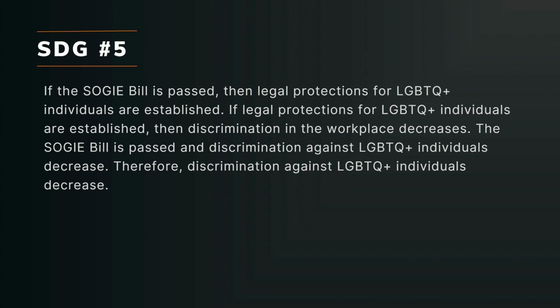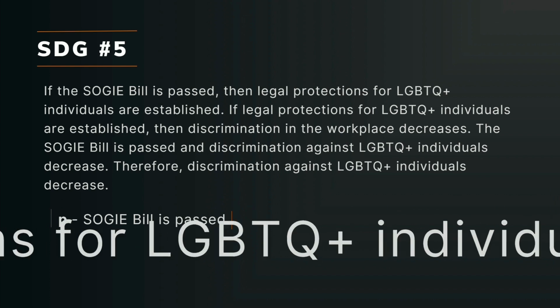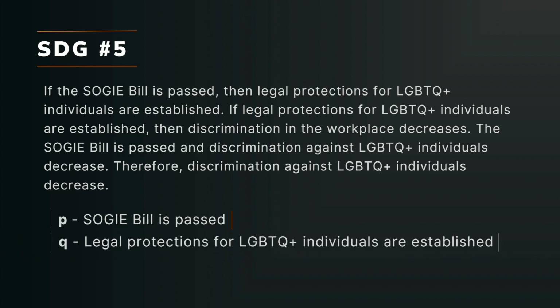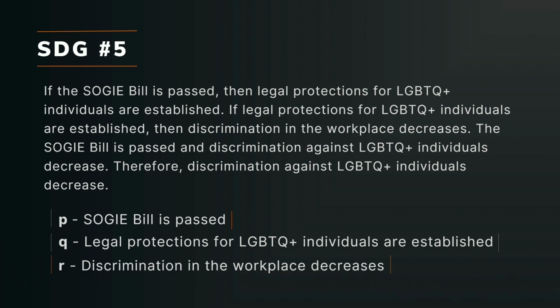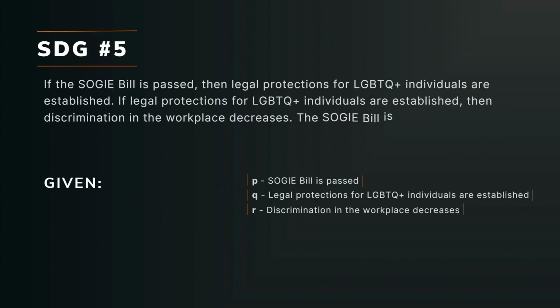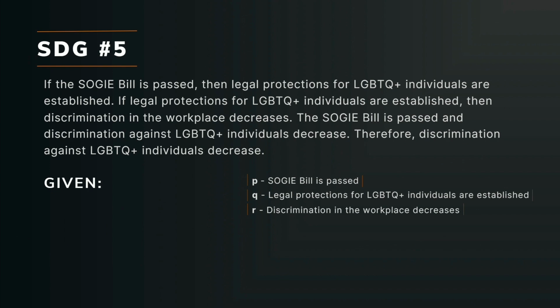So let's now identify our variables based on our statements. First, we have P, which represents the SOGI bill is passed. Let Q be the legal protections for LGBTQ plus individuals are established. And the last one is R, which represents discrimination in the workplace decreases. So now let's identify our premises and their variable form.